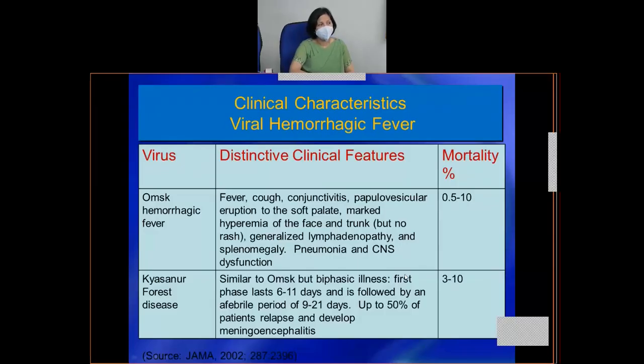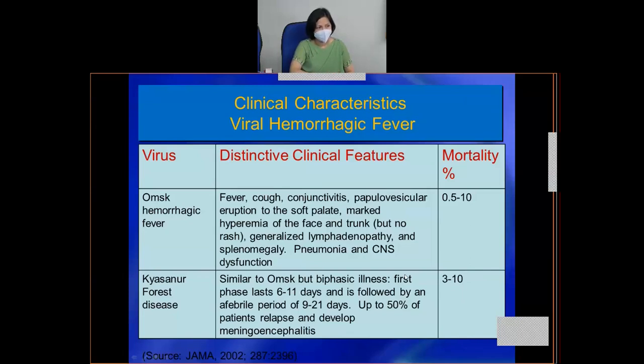Now, coming to the clinical features of Omsk hemorrhagic fever, here also you will have the same viral infection, but there will be no rash. Here, only there will be hyperemia of the face, generalized lymphadenopathy, and splenomegaly may be there, and the patient may present with CNS dysfunction also.